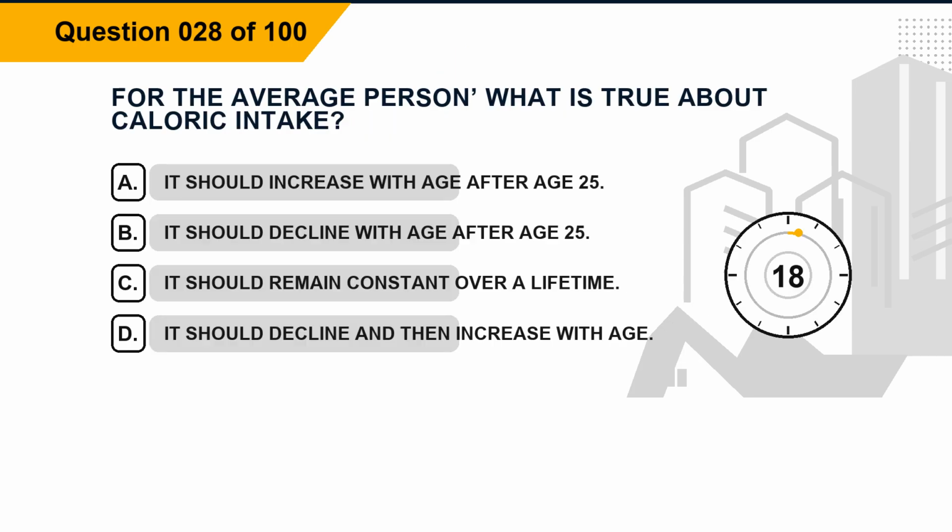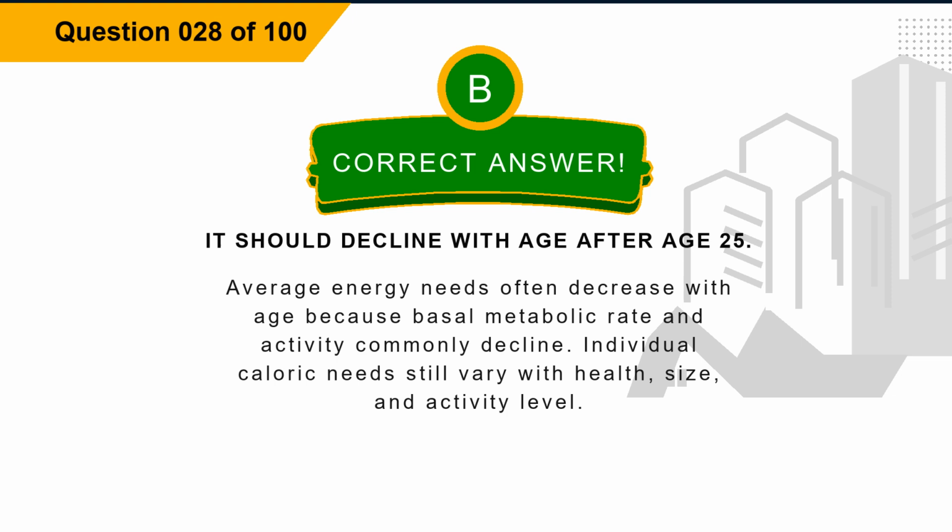Question 28. For the average person, what is true about caloric intake? Option A, it should increase with age after age 25. Option B, it should decline with age after age 25. Option C, it should remain constant over a lifetime. Option D, it should decline and then increase with age. The correct answer is option B, it should decline with age after age 25. Explanation: average energy needs often decrease with age because basal metabolic rate and activity commonly decline. Individual caloric needs still vary with health, size, and activity level.